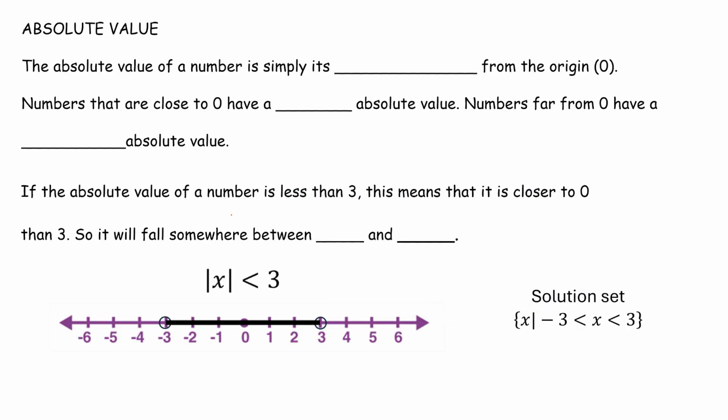Okay, absolute value. Now we're going to go back and talk about absolute value again. The absolute value of a number, as we said, is simply its distance from 0, and numbers that are close to 0, therefore, have a small absolute value, and numbers that are far away from 0 are going to have a bigger absolute value. Makes sense. Distance, if you're close, you got a small distance. If you're far, you got a big distance.